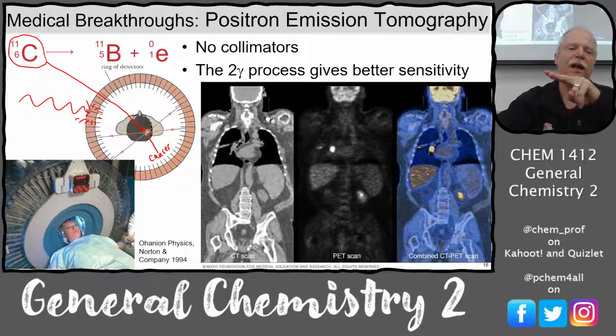So every emission of a positron sends out 2 gamma rays. And so those are going to hit the detectors at the same time. So the computer can ignore all of the background noise. And that's what makes this technique so sensitive.